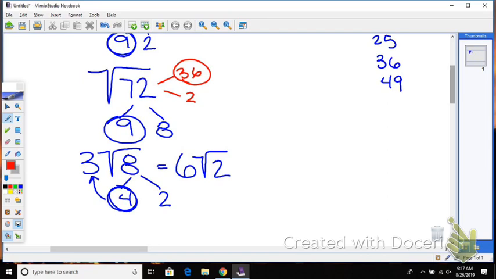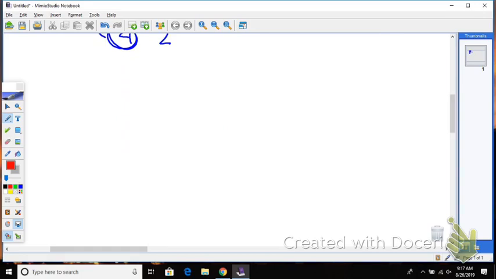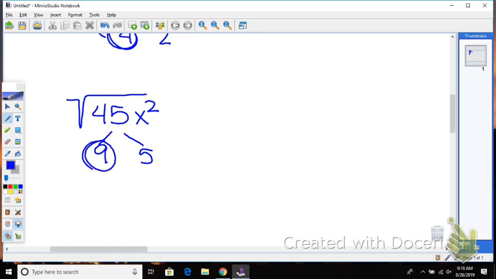Let's start mathing it up because this is the stuff I was hoping you would remember. Here I've got the square root of 45 x squared. First thing you always want to ask yourself is, is 45 a perfect square? No. So I can't take the square root of 45. So I'm going to look for something in 45. What does 45 break down to? I've used 9 a lot. 9 times 5. What's the square root of 9? 3. You're left with a 5 on the inside.